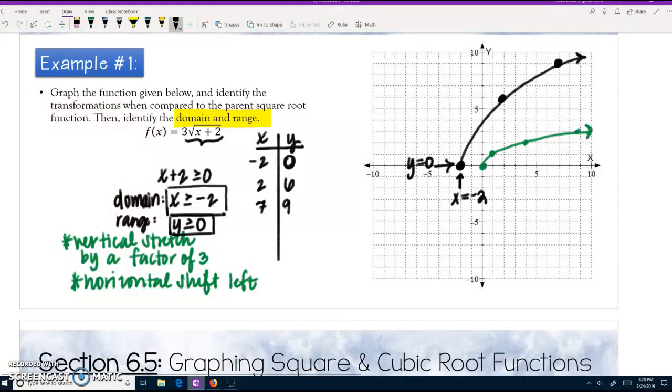So I'm going to go ahead and stop this video, and then I'll pick up on example number 2 for section 6.5.